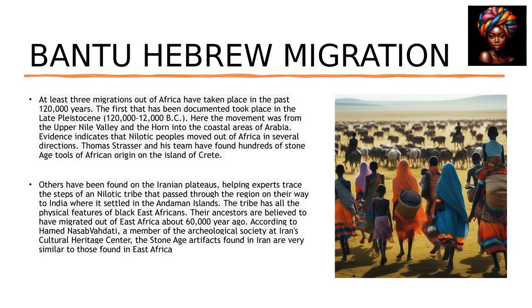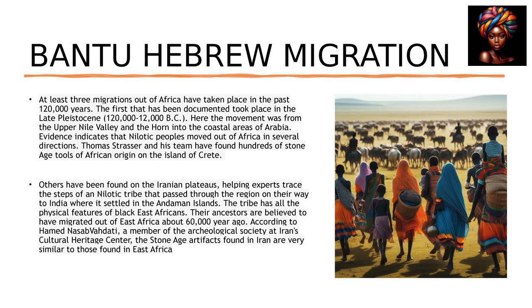Also, it says the Bantu-Hebrew connection, Bantu-Hebrew migration. At least three migrations out of Africa have taken place in the past 120,000 years. The first that has been documented took place in the late Pleistocene, 120,000 to 12,000 BC. Here, the movement was from the Upper Nile Valley and the Horn into coastal areas of Arabia. Evidence indicates that Nilotic people moved out of Africa in several directions.